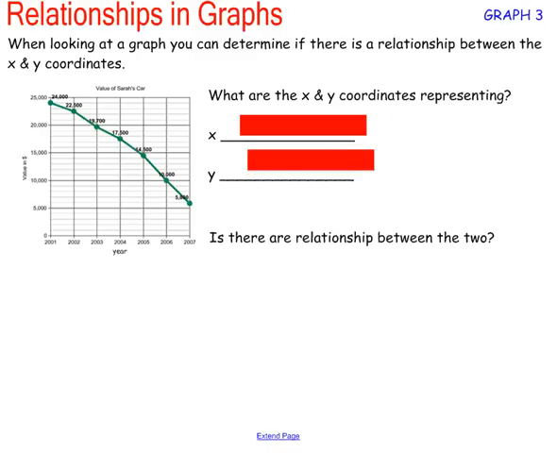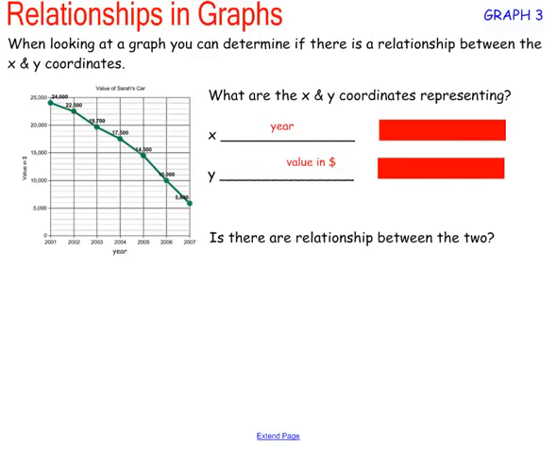And another graph we have here, this is the value of Sarah's car. So as you can see here, my x coordinates are represented by the year, and the y coordinates are represented by the value in dollars. Okay, and if you look at this graph here, you can see that we start at about $24,000, and then we end up here at about $5,800. So in 2001, the value of Sarah's car was $24,000, and in 2007, the value of her car went all the way down to $5,800.